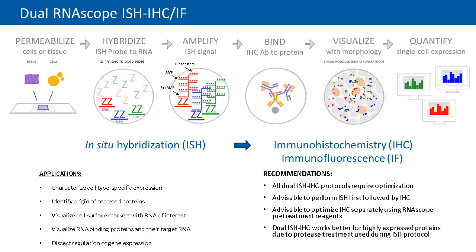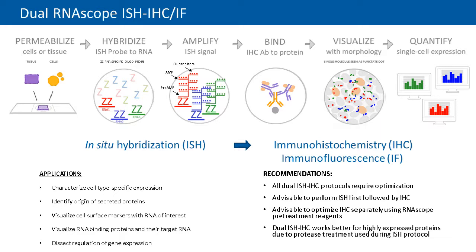Now, a great way to help further characterize cellular gene expression is to combine ISH with IHC on the same slide to simultaneously detect RNA and protein. What we refer to as dual ISH-IHC can be used to characterize cell type specific expression, identify origin of secreted proteins, visualize cell surface markers with RNA of interest, visualize RNA binding proteins and their target RNA, and dissect regulation of gene expression. Because of the similar workflows between ISH and IHC, including sample fixation, pretreatment, and signal detection, as well as the unique benefits of each assay, as I just described, ISH and IHC are ideal to combine into one workflow in which the RNAscope ISH assay is performed first, followed by the IHC assay.